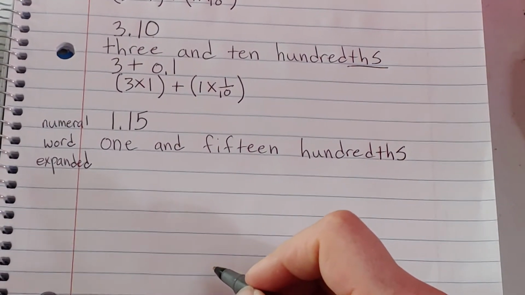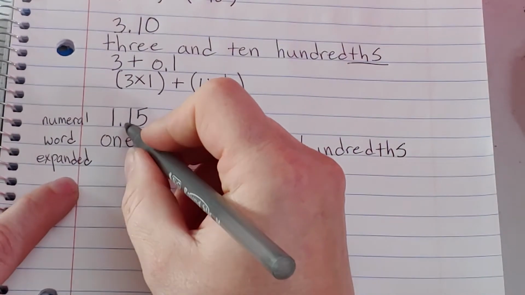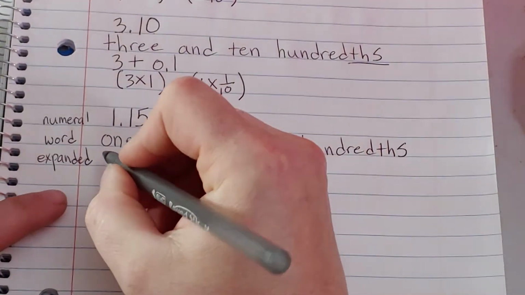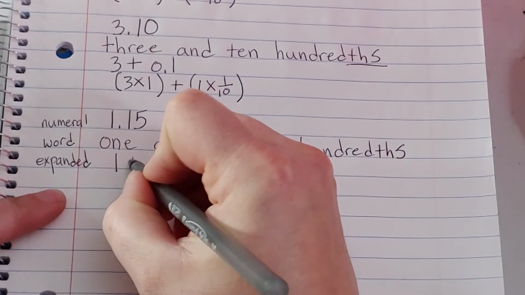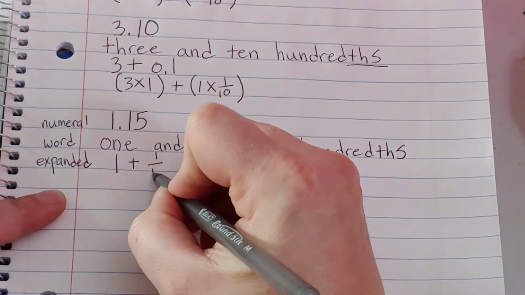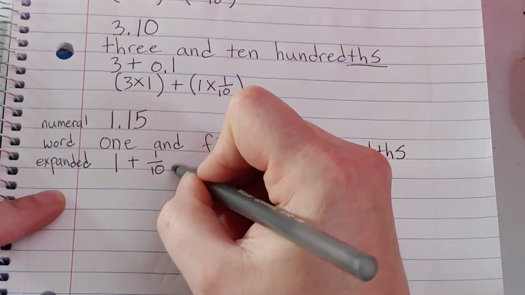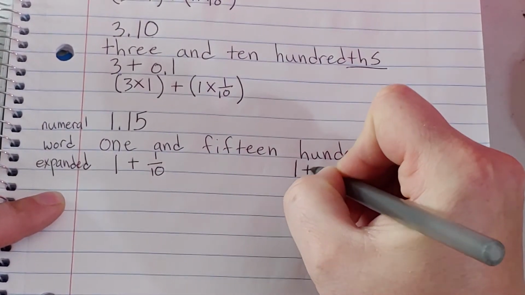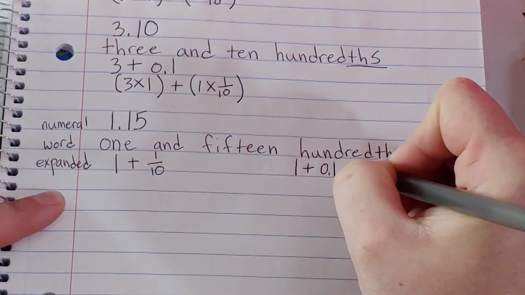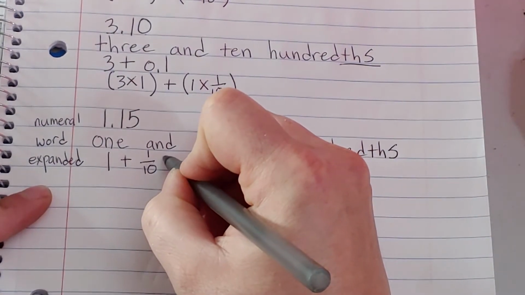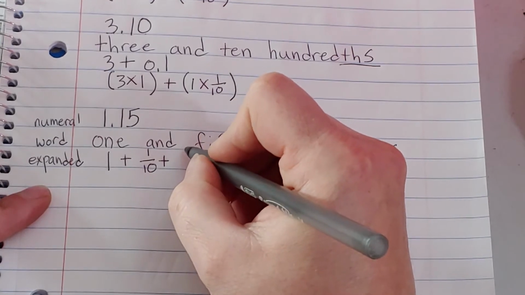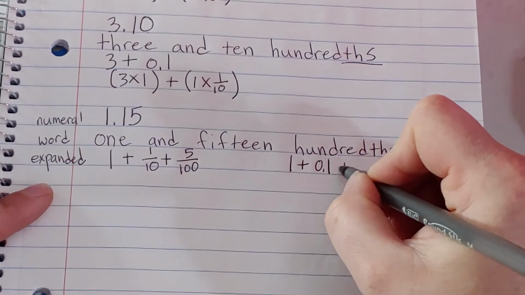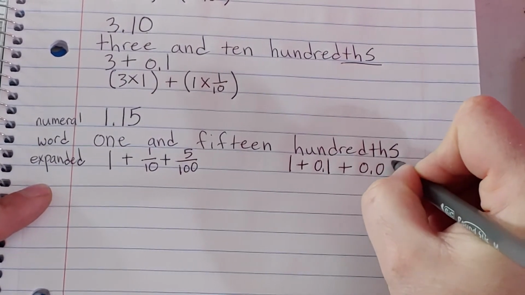Let's see if you're able to pull it apart. This one's a little bit tricky. Remember, we want to pull it apart, so pull it apart. So all the numbers are on their own. So you have 1 plus 1/10, or you might have written it as a decimal, 1 and 1/10. Either one is fine. And 5 hundredths and 0.05.